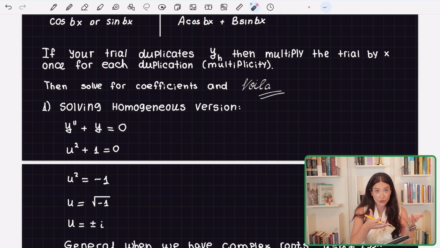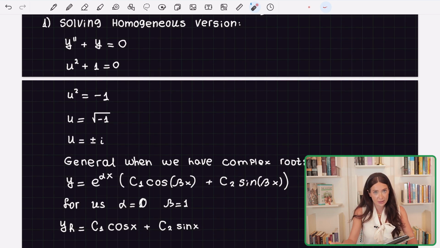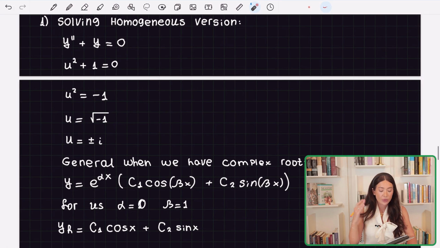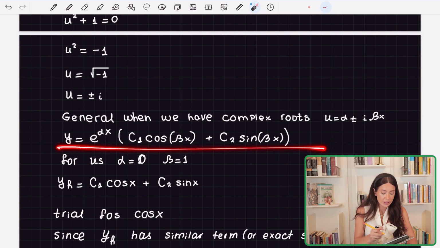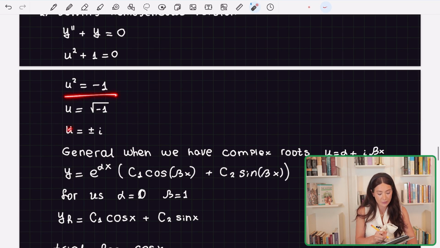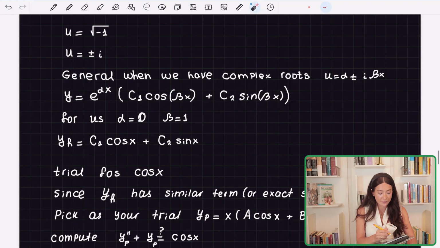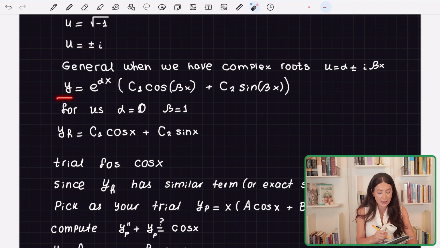And if you also have x times cosine x, then multiply it by another x, so x squared or x cubed, right? And then you won't have duplicates. And so you'll be fine with the linearly independent requirement of your answer. So first we solve the homogeneous, and this is the solution for your homogeneous. We ended up with a complex number. Alpha was 0, and this is the general solution. This is our particular solution.